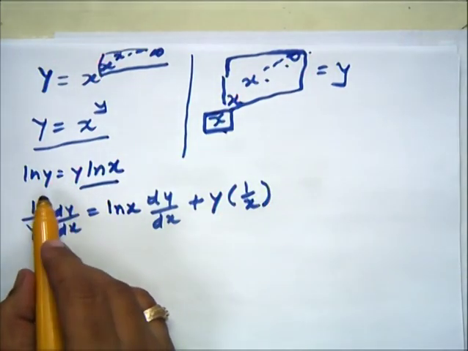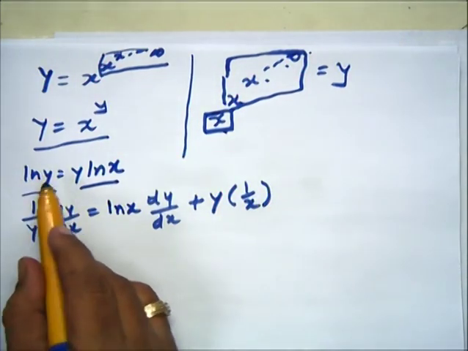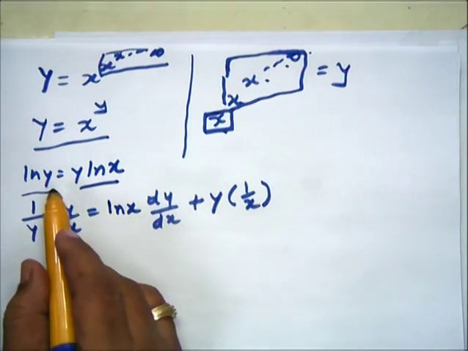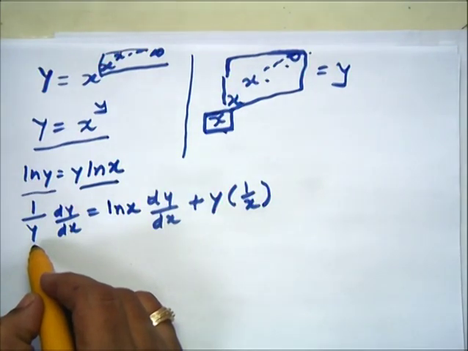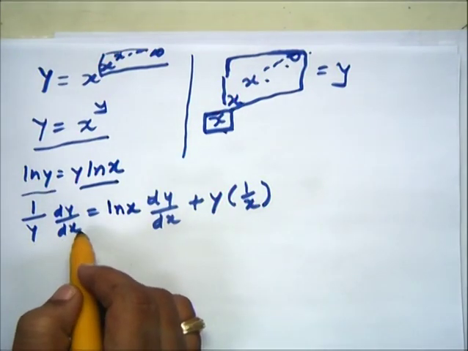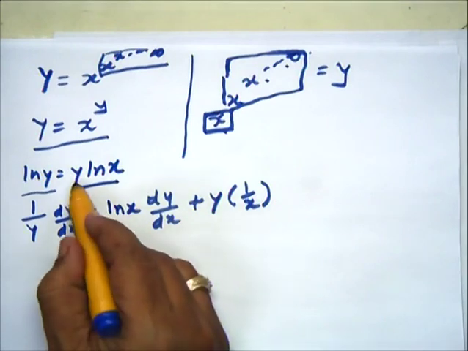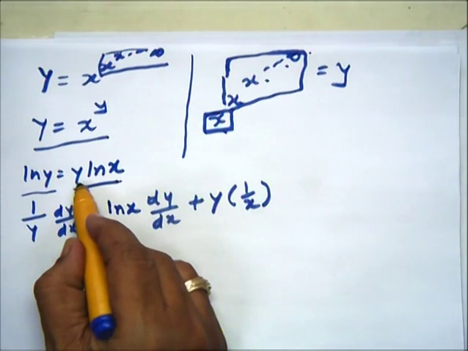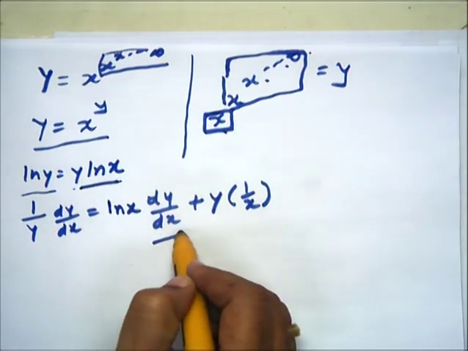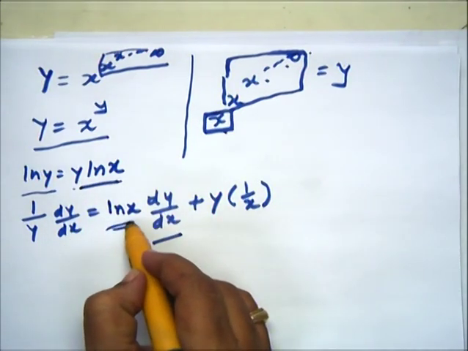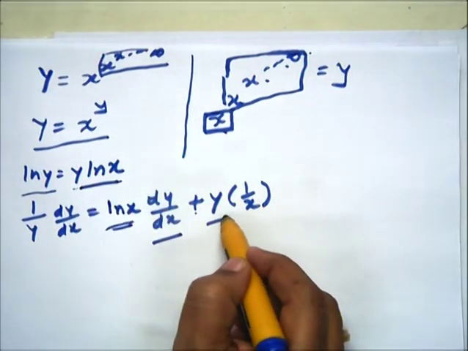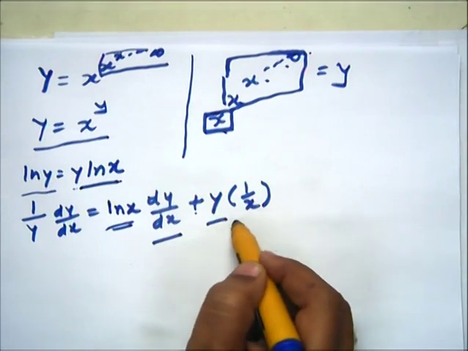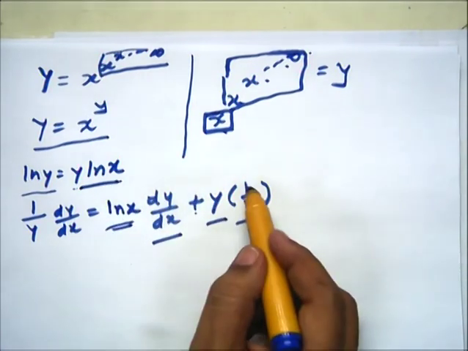So what exactly have we done here? Log y is a function of y, so we have differentiated first with respect to y, that is 1 upon y dy by dx, and this is equal to, since it is a product of two functions, the derivative of the first function, that is y with respect to x, keeping the other as it is, that is log x, plus keeping the second as it is, that is y, first as it is, into the derivative of the second, that is log x, which is 1 upon x.